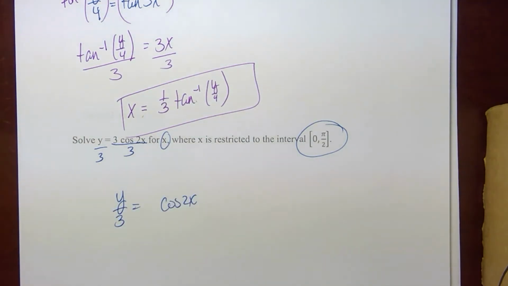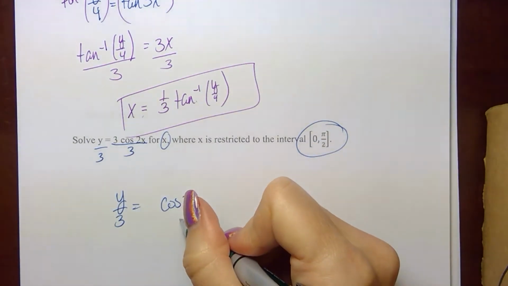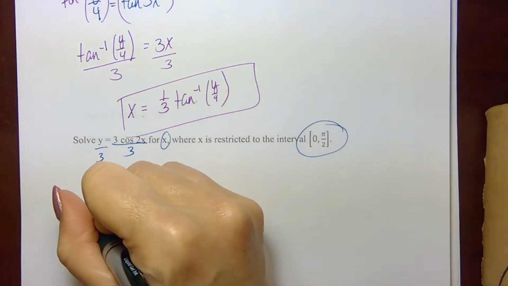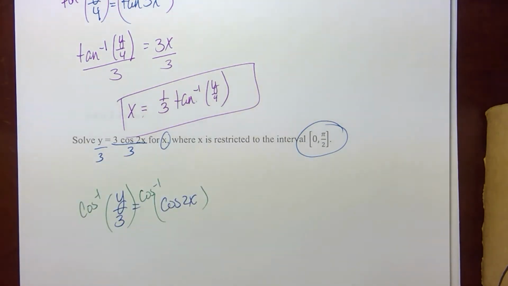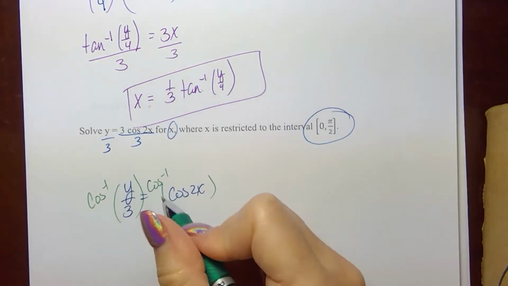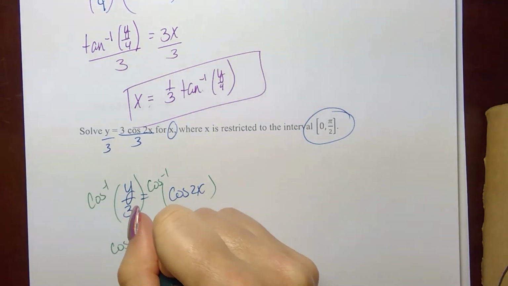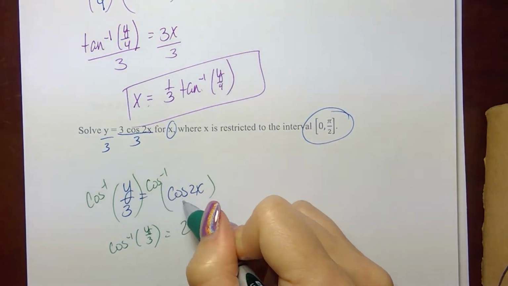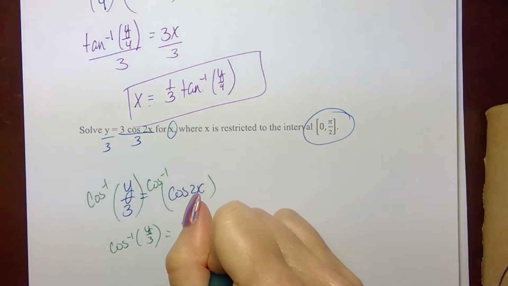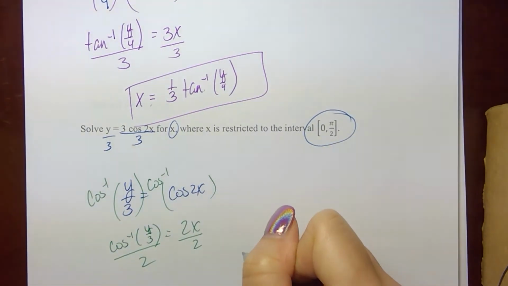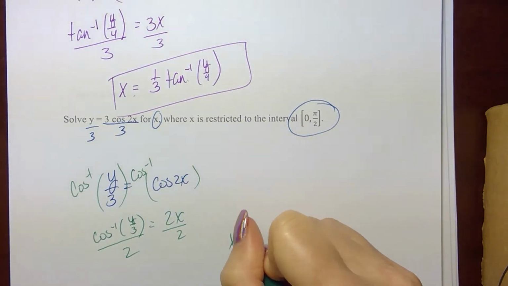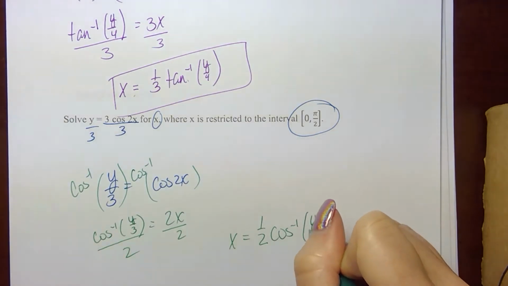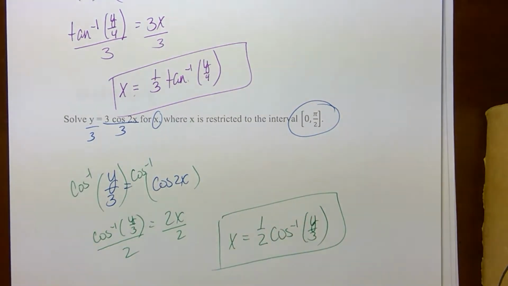And I'm going to use my inverse function to solve. My trig function in question here is cosine. So I take cosine inverse, or arc cosine, however you prefer to write it, of both sides. When I do that, I have cosine inverse of y third equals 2x, because this cancels out, if you will. Inverse functions undo each other. So to finish solving, I divide both sides by 2. My solution is 1/2 cosine inverse of y third.